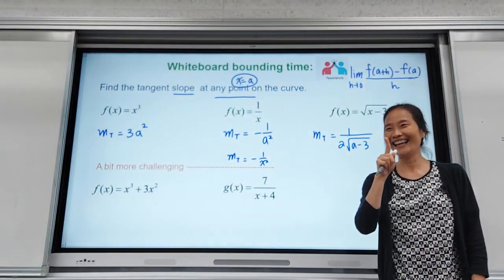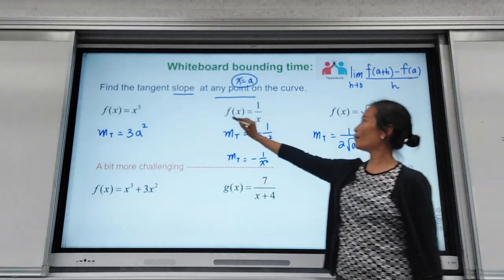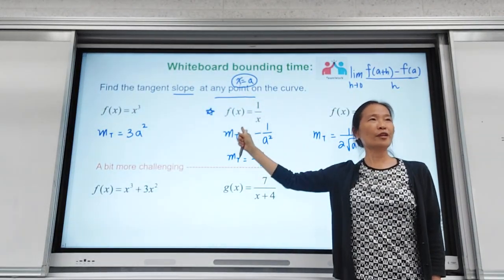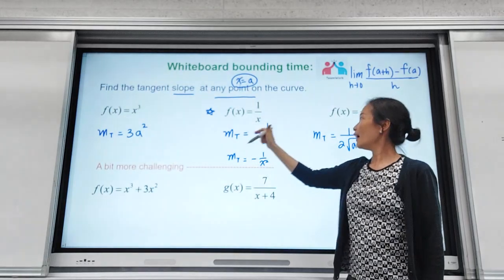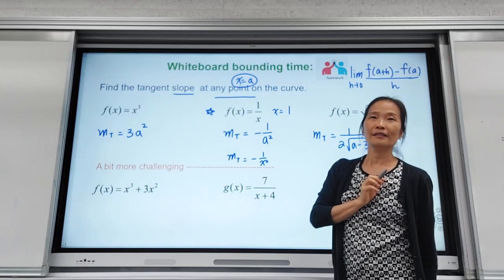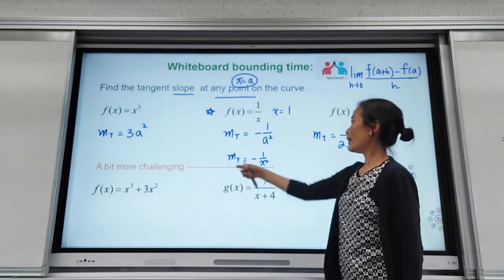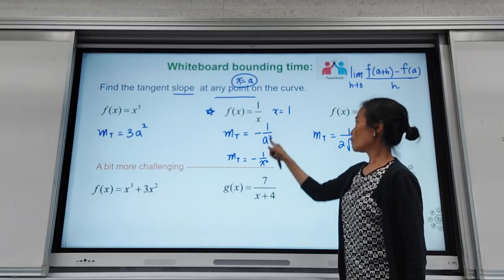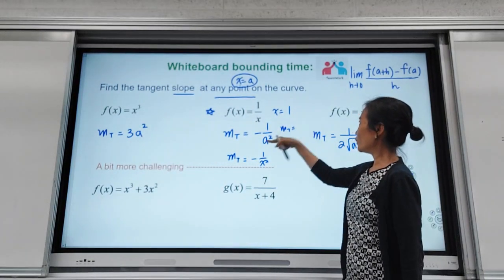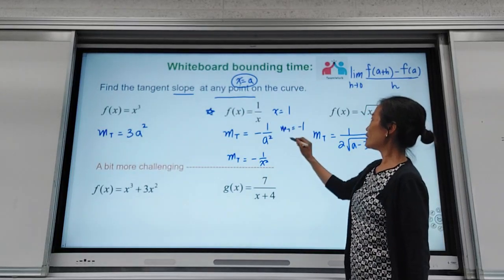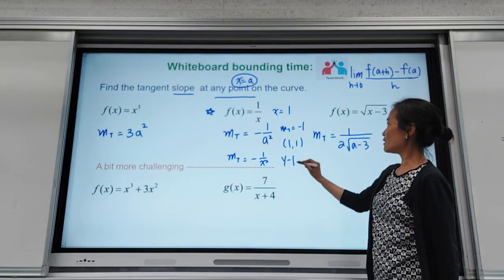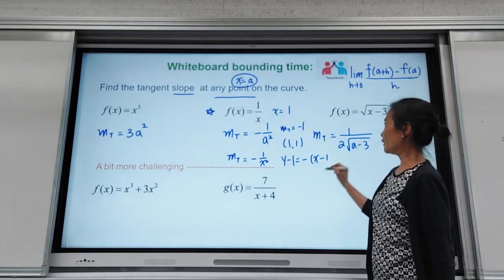For example, I can say, can you find the equation of the tangent line when x equals 1? Since you already found the slope is negative 1 over a squared, the slope of tangent will be -1, and your point will be (1, 1). So the tangent line will be y minus 1 is equal to negative (x minus 1).